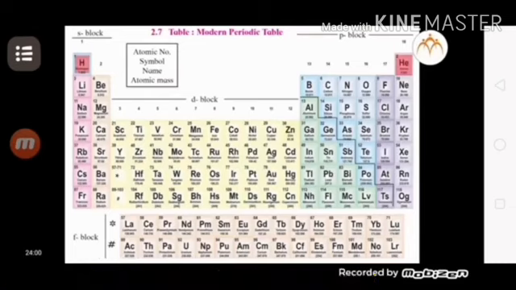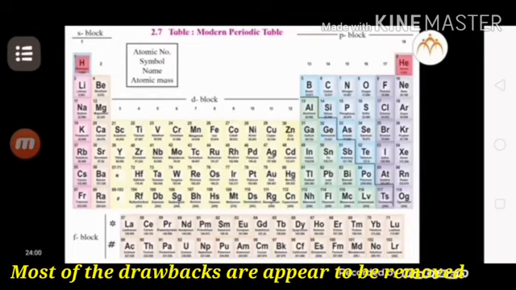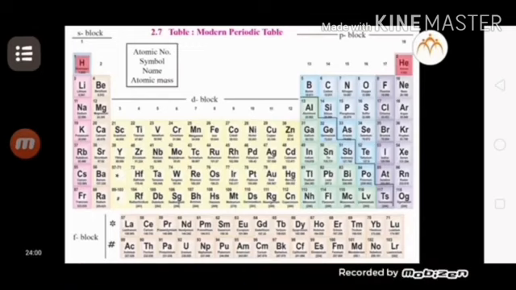The modern periodic table is also called the long form of the periodic table. In the modern periodic table, the elements are arranged in accordance with their atomic numbers. As a result, most of the drawbacks of Mendeleev's periodic table appear to be removed. However, the ambiguity about the position of hydrogen is not removed even in the modern periodic table.